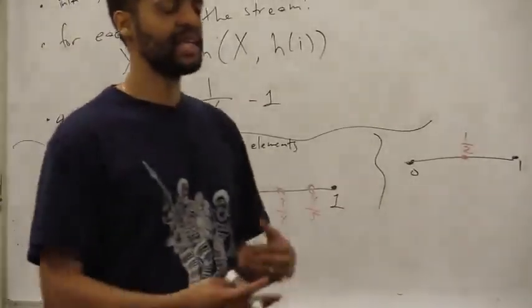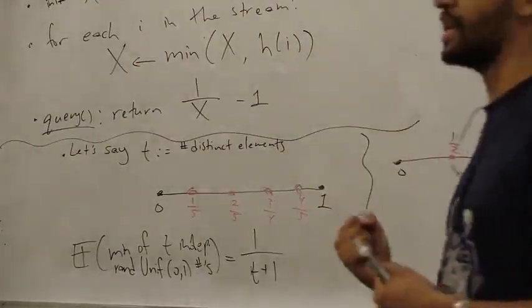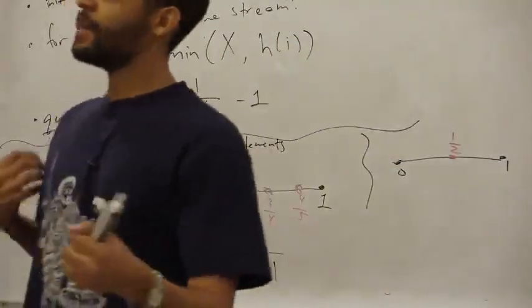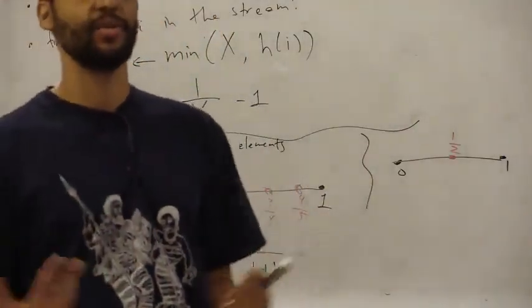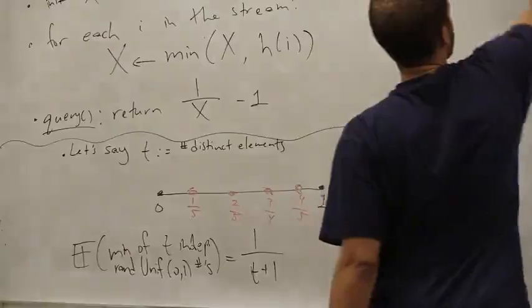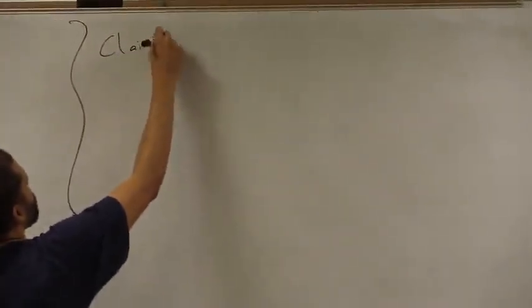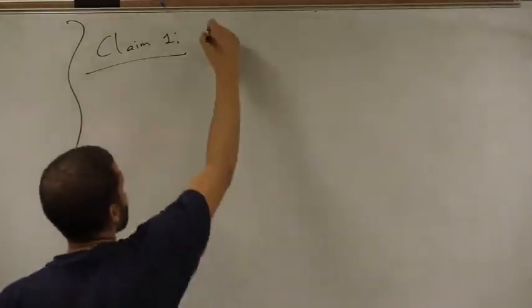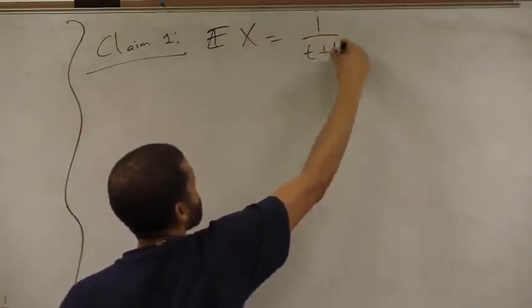So we're basically trying to set up some kind of game here, so that we have some random variable we're storing such that from that random variable, using expectations, we can recover the quantity we actually want to recover. Okay. So let's do a little bit of math here just to show that this thing works out. So claim 1 is that the expectation of x is indeed 1 over T plus 1.